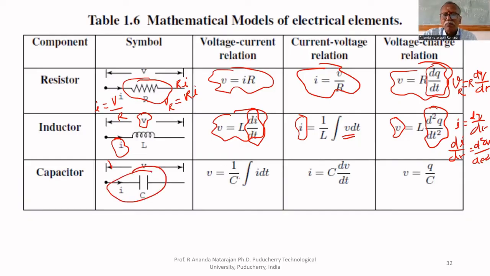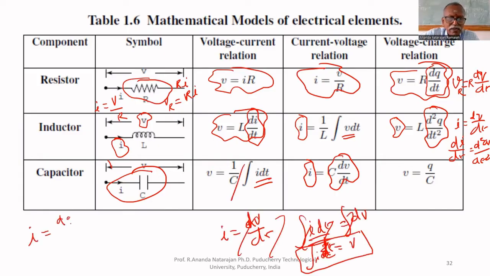In the case of a capacitor, what is the voltage across the capacitor? V equals 1 upon C integral of I dt. What is I? The current through the capacitor: I equals C dV by dt, the rate of change of voltage. But I equals dq by dt.